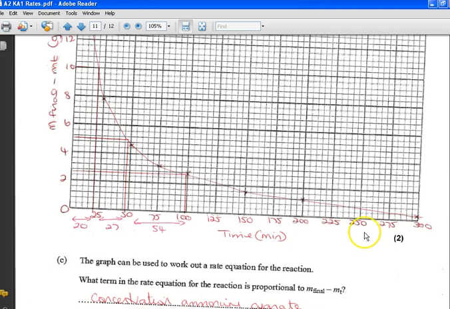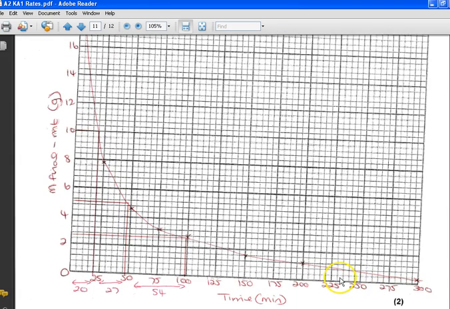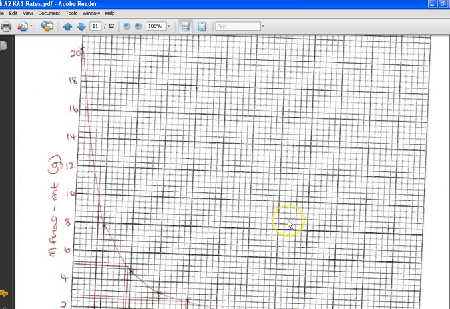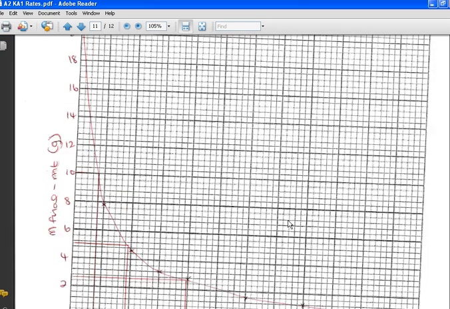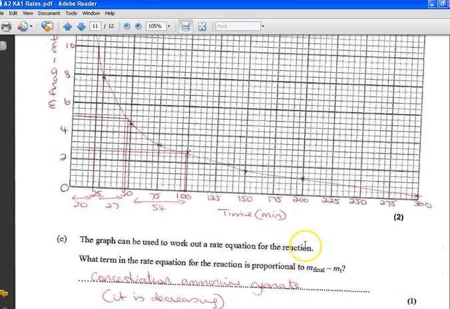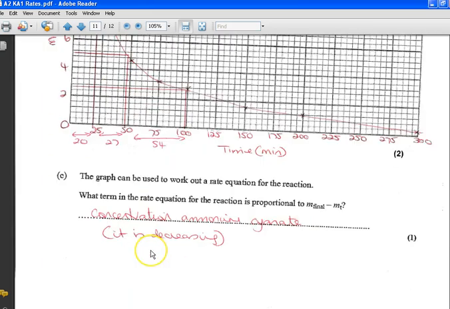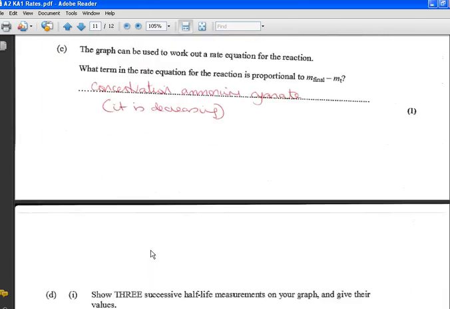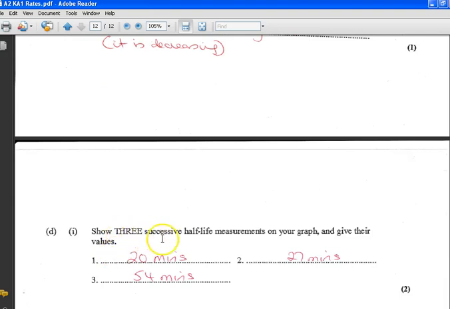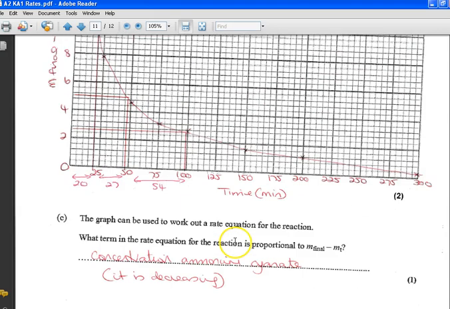Right, and again, I've plotted this graph using red biro, but I wouldn't expect to see you doing it in biro. So it's a straightforward graph to plot, very easy. The point being that this shape graph is telling you that you should be looking at half-life again. And in fact, this question asks you to show 3 successive half-life measurements. So you should have them on your graph.